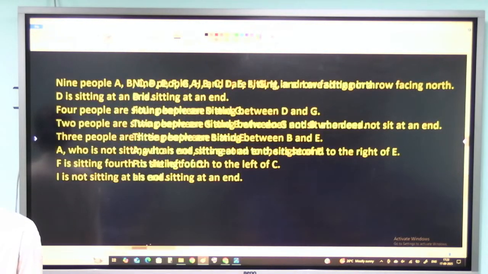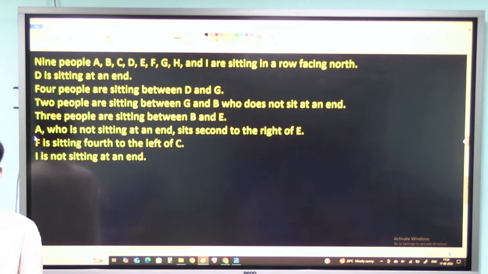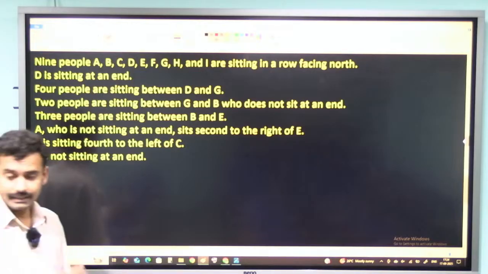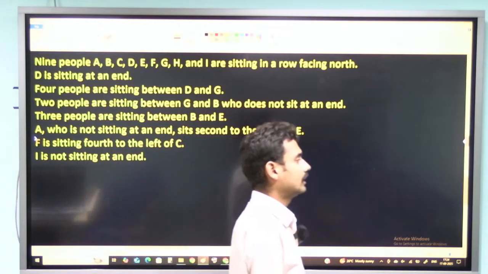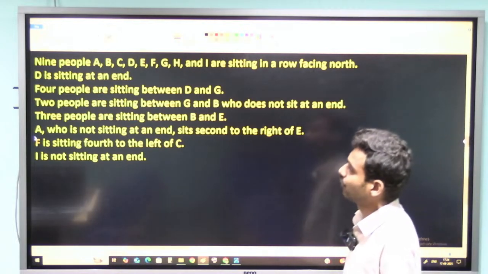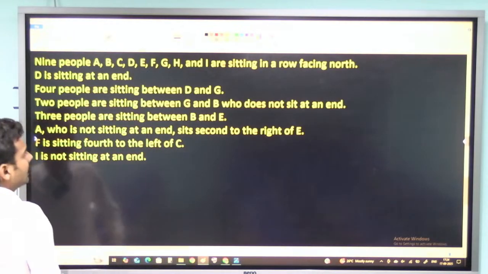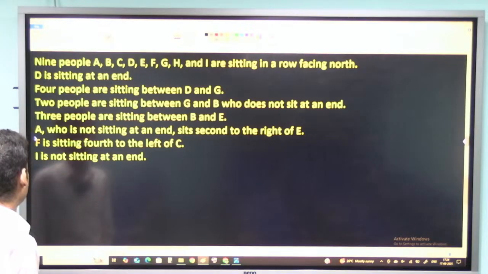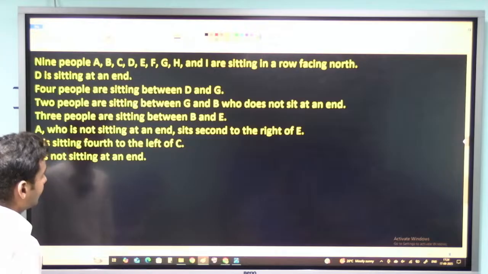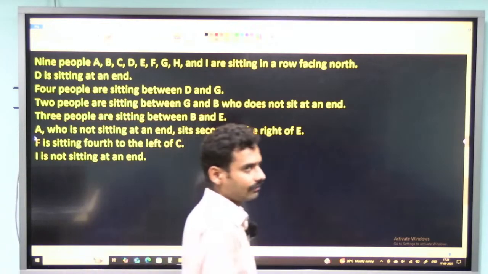Okay. First read the question. This is the second example. The question is saying 9 people A, B, C, D, E, F, G, H and I are sitting in a row facing north. D is sitting at the end. Then 4 people are sitting between D and G. 2 persons are sitting between G and B who doesn't sit at an end. 3 people are sitting between B and E. A, who is not sitting at the end, sits second to the right of E. Okay. F is sitting fourth to the left of C. I is not sitting at the end. So these are all the information given to me.